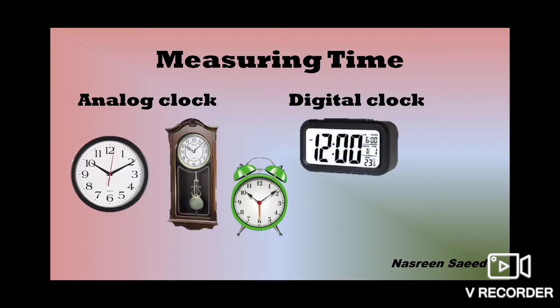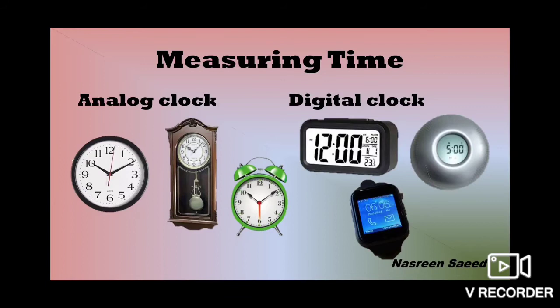Now the digital clock, as the name suggests, is digital. It uses only numbers. We cannot see the numbers from 1 to 12 or any hour or minute hands. It just shows the numbers. That is the digital clock.